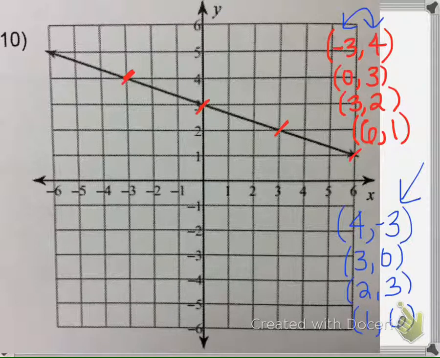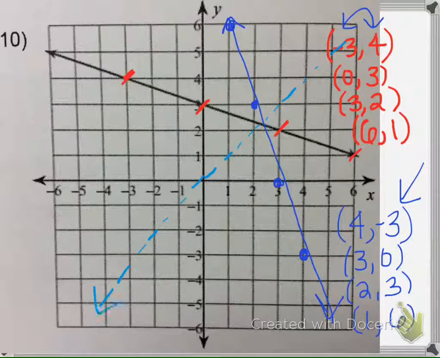So 4, negative 3, 3, 0, 2, 3, and 1, 6. And then check it. It should be symmetrical about the line y equals x, which it is. If we folded this graph on this line, they would be symmetrical.